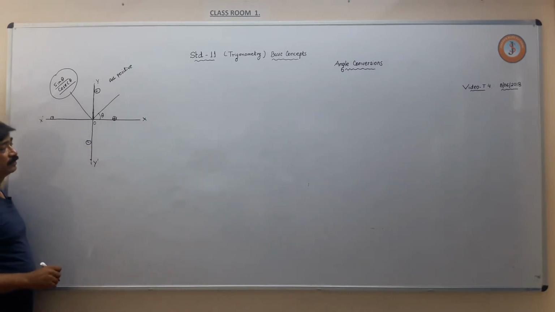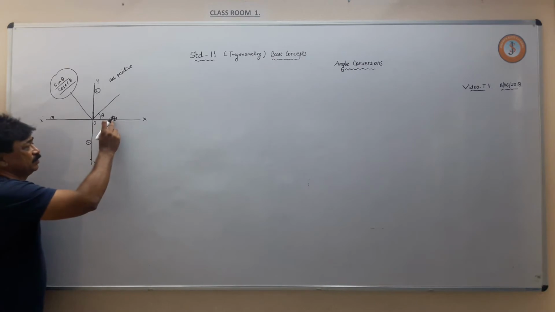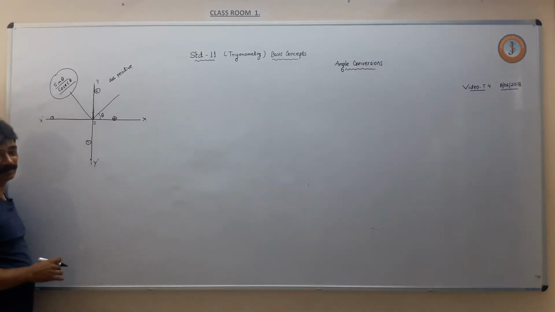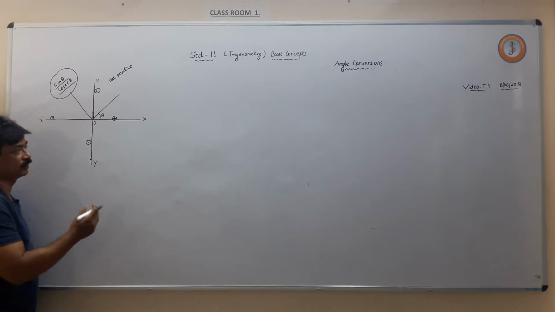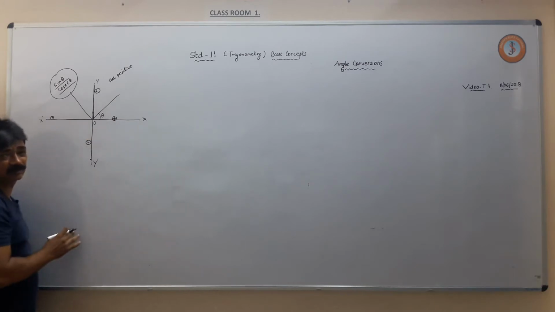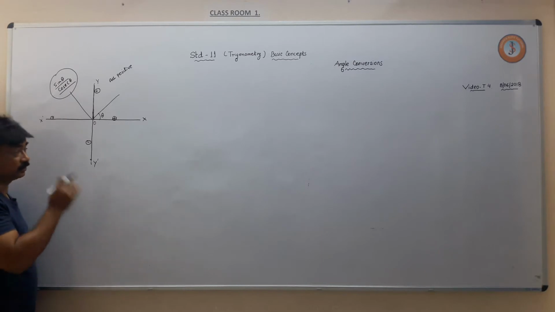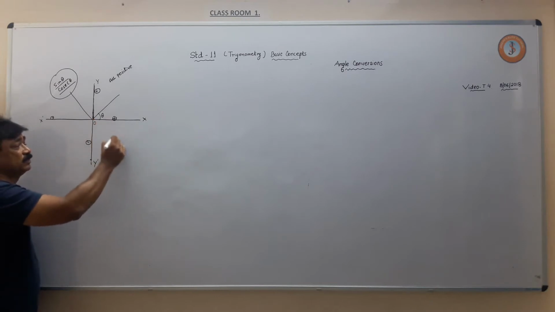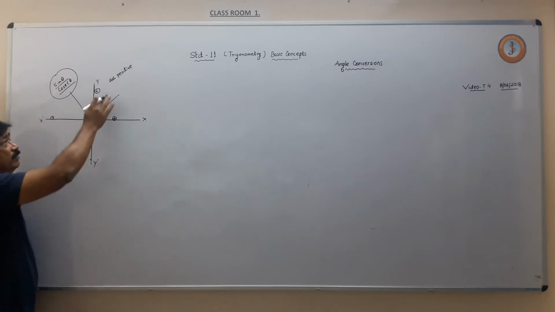Now let us try to understand. Anything which is using this line and this line will be negative. For example, what are they? Tan is perpendicular by base. Cot is base by perpendicular. Let us try to see sine. Sine is perpendicular by hypotenuse. So hypotenuse obviously will be positive, because this line will remain positive.